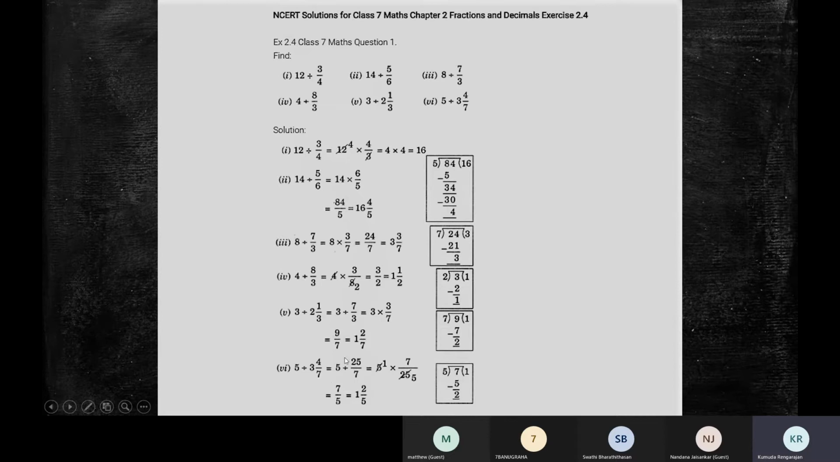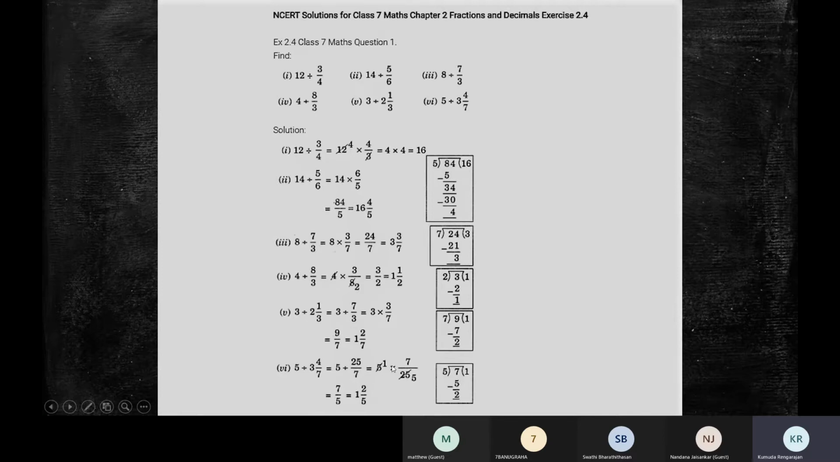You can just go through one for a sample. Say the last one here, 5 divided by 3, 4/7. Sometimes you can write 5 as 5/1, it's the same. So here you don't see 5/1, anyways, you understand what it is. So 5 into 25/7 is 7/25.